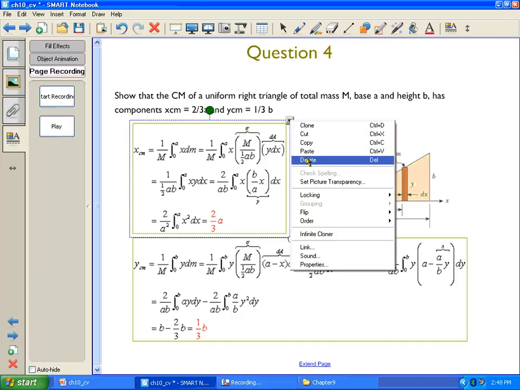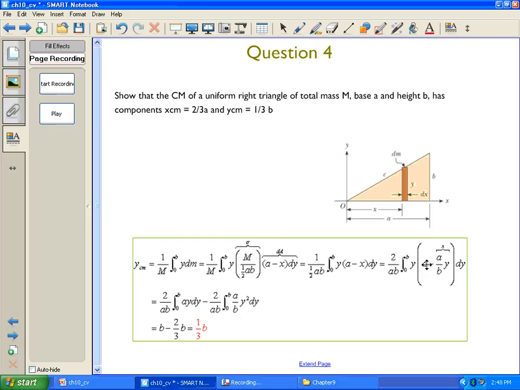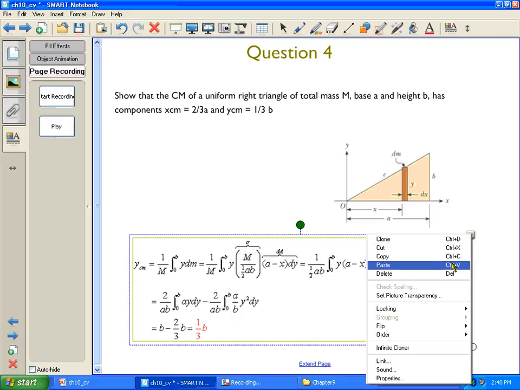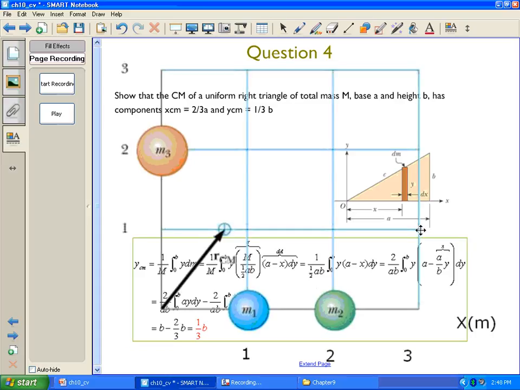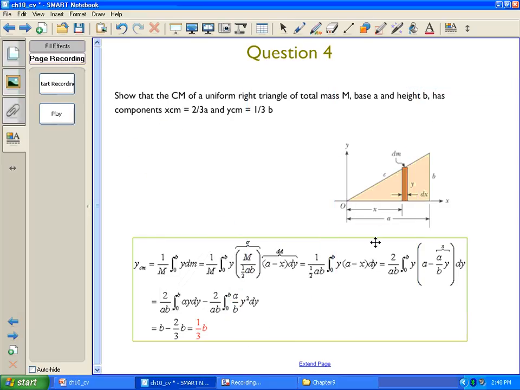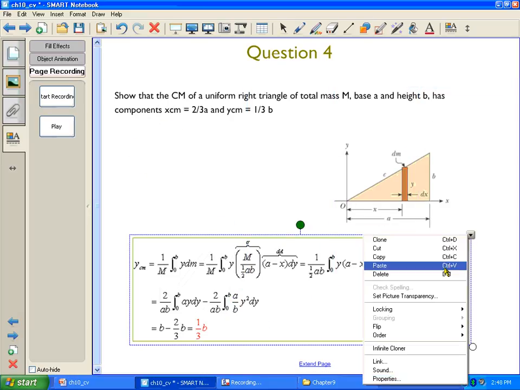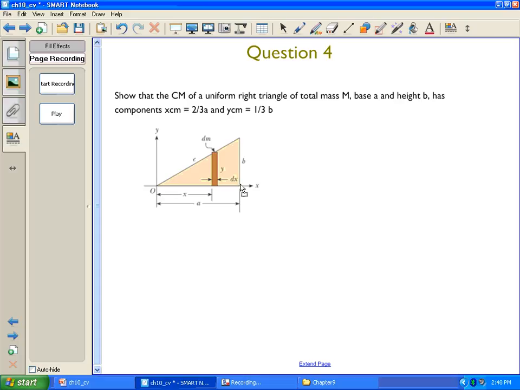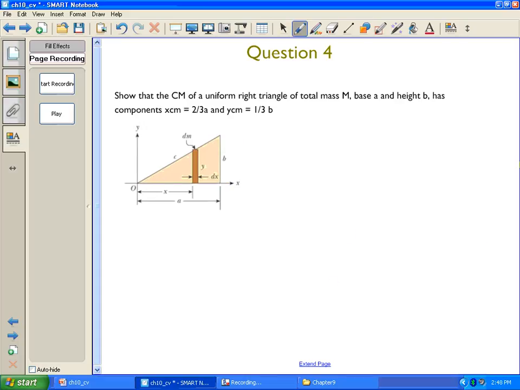So let me delete this, and let me delete this, and oops, what in the world? Let's delete that. Something happened. Let's delete this. Let's shift this over here, and we'll begin with the first part. We want to show that x center of mass is equal to 2/3 A. In other words, 2/3 along the base of the triangle.